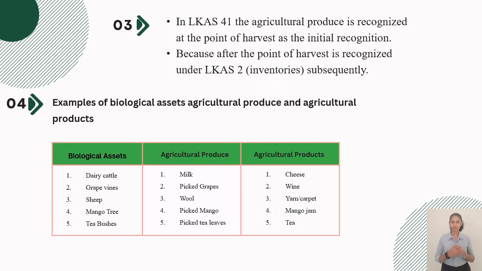When it comes to the examples, if we select grapevines, it's a biological asset. Then the grapevines are converted into picked grapes as agricultural produce. It's at the point of harvest. Then after the point of harvest, the agricultural produce is converted into agricultural products such as wine.